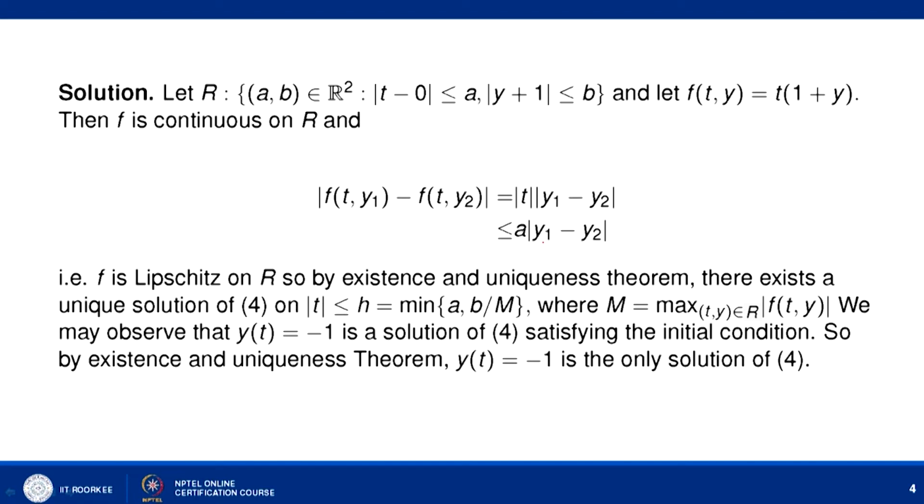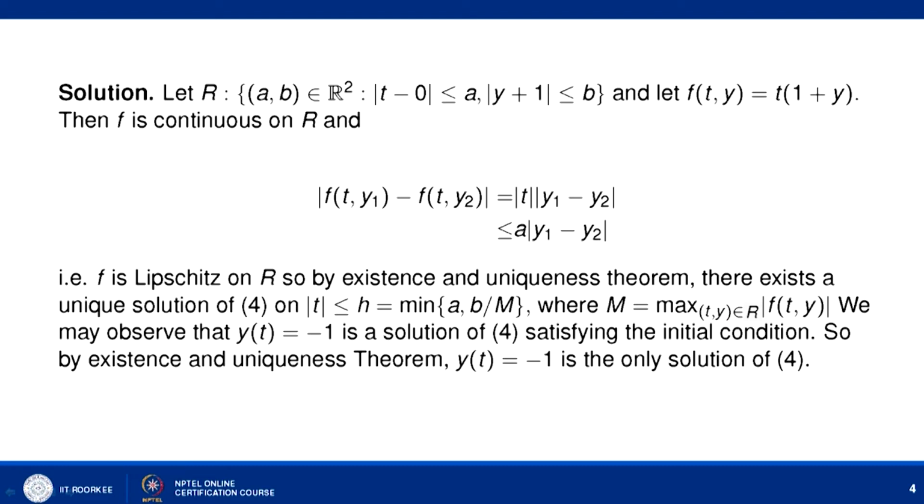So, it satisfies the Lipschitz condition. So, we can say that f is Lipschitz on rectangle R. So, by the existence and uniqueness theorem, there exists a unique solution of the equation on |t| less than or equal to h, where h is the minimum of a and b by M. And how can we define this M? M is the maximum of |f(t, y)|, where (t, y) belongs to this region R.